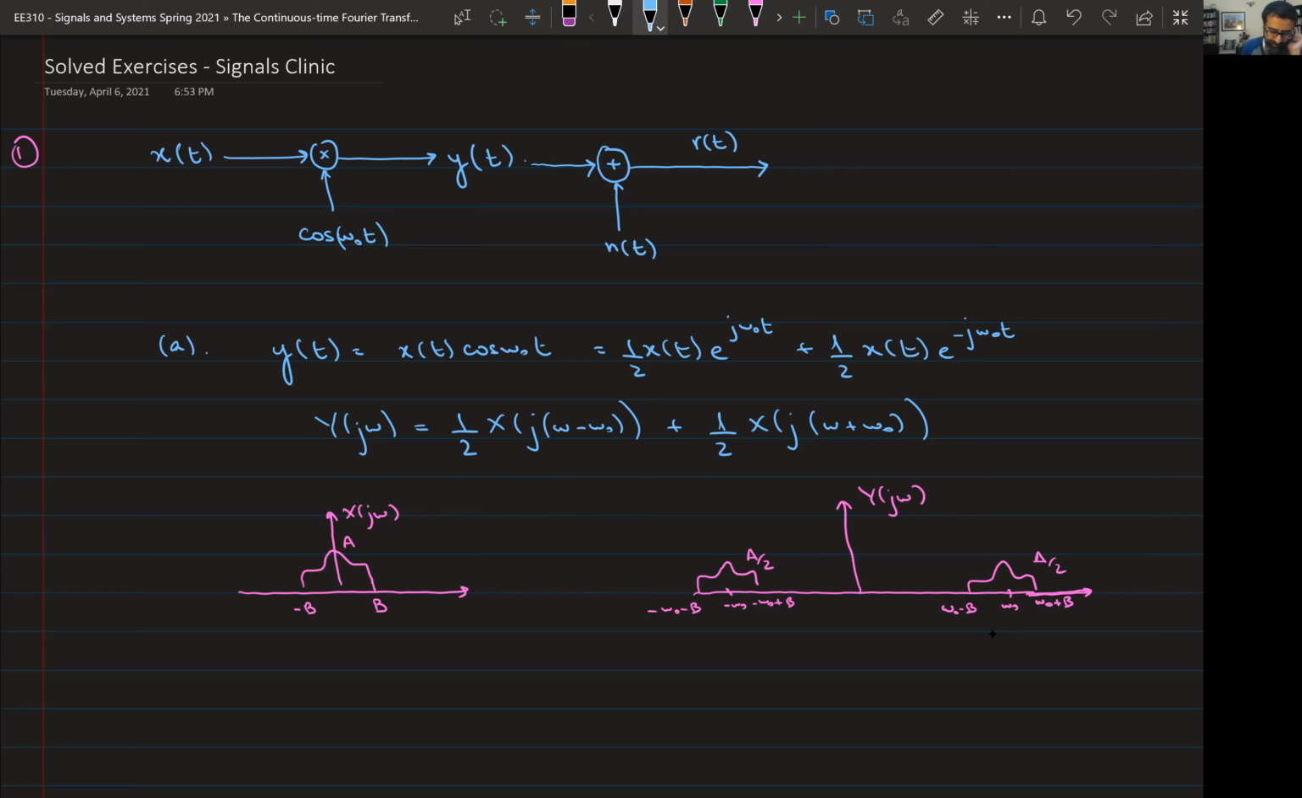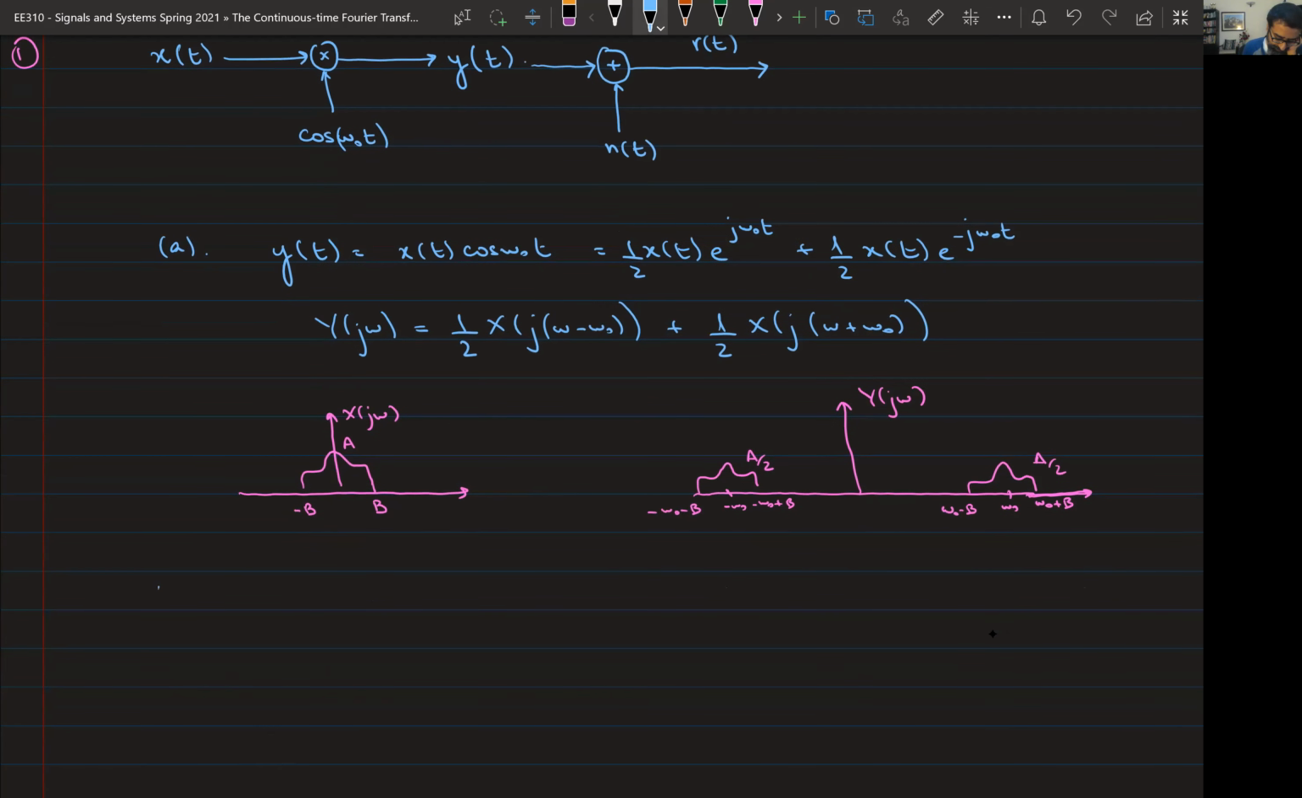For simplicity, let me assume that the noise is 0. And noise analysis, I mean, how does noise affect the received signal? That's something you can study in your next semester. But let's assume for now, for simplicity, that the noise is 0. And we just want to see how you can recover x of t from r of t, right?